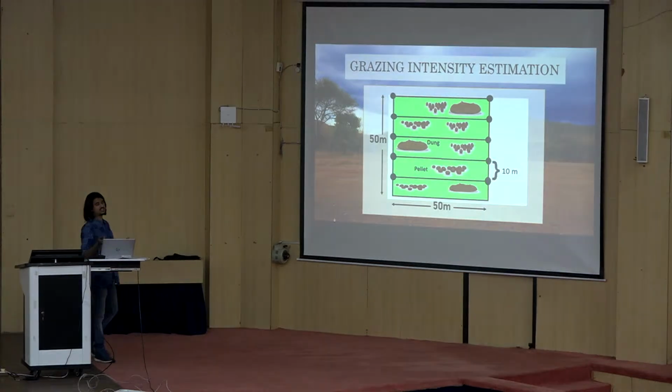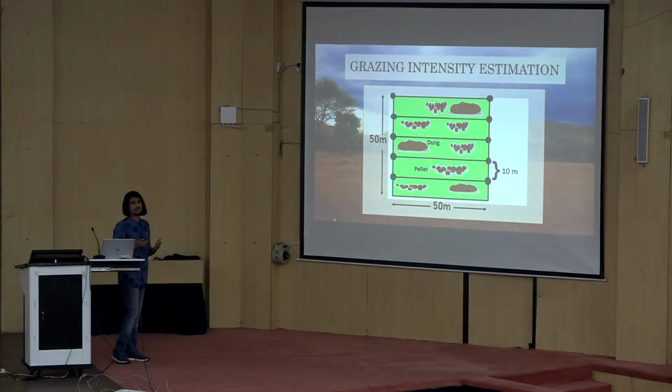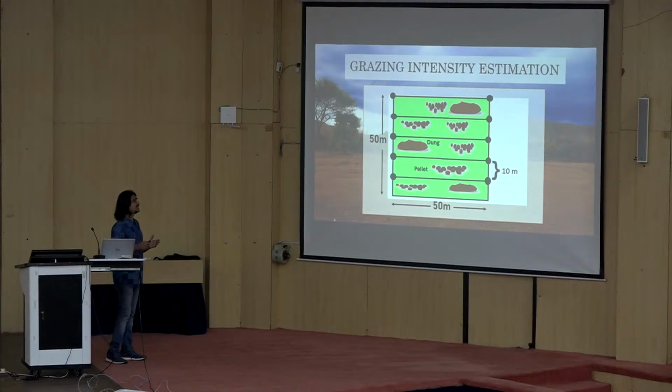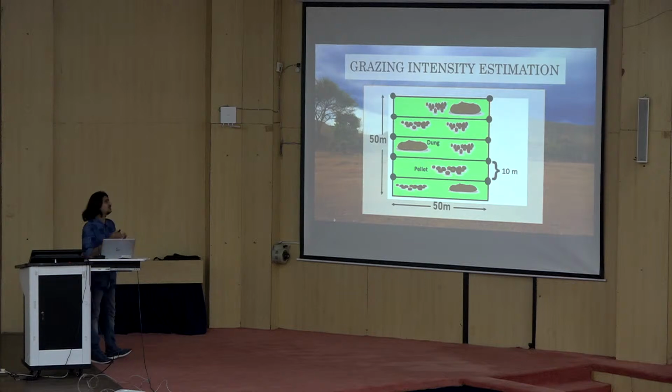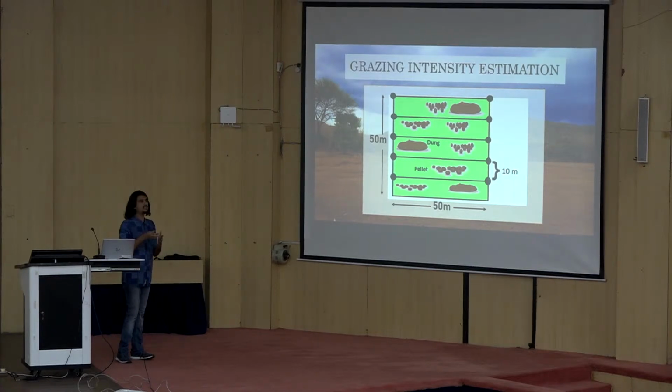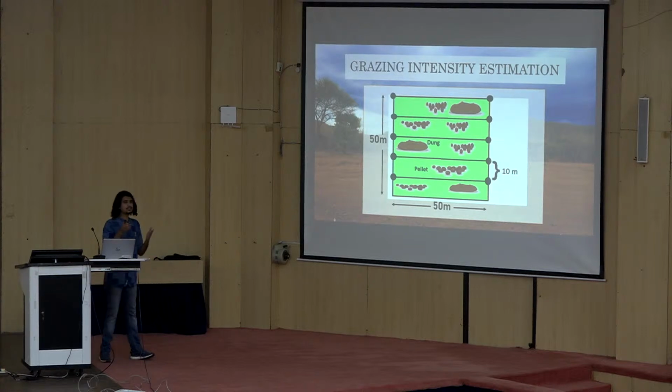After we did our vegetation sampling, we conducted the estimation of grazing intensity in the same plot. We did this by laying line transects. We had a total of 5 line transects, 1, 2, 3, 4, 5, and they were spaced 10 meters apart. We started from one corner of the plot and then we moved in this fashion. We basically looked at the species identity of the pellet or dung group, and then we got a total count of the pellet or dung group according to the species.